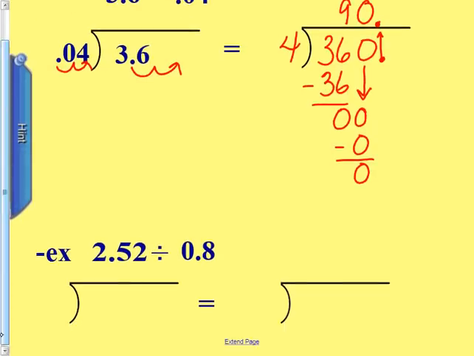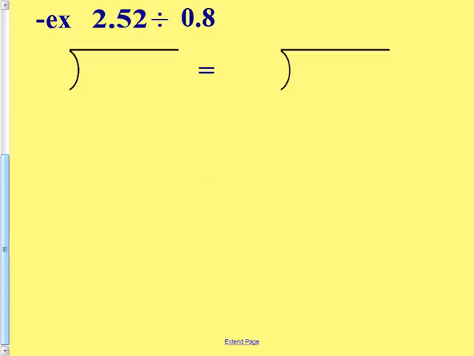Our next example is 2 and 52 hundredths divided by 8 tenths. So I'm going to put the 2 and 52 hundredths in the house and the 8 tenths outside of the house. I am going to have to move the decimal. The number on the outside, the divisor, is the boss. That's the one that decides how many places to move the decimal.